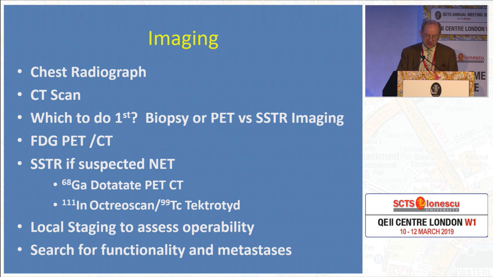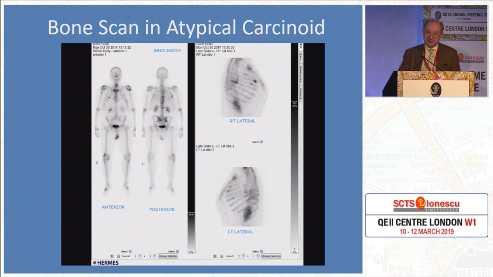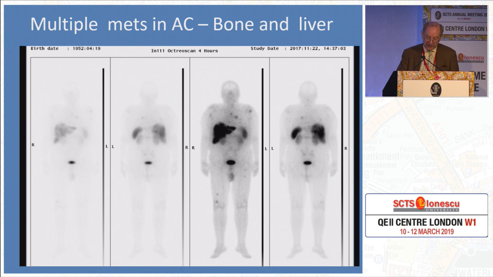So I think there is a strong case to be made for getting a biopsy, so that if you do show that it's a neuroendocrine tumor, then you can do the more appropriate neuroendocrine imaging. And I think that probably will vary from MDT to MDT. And we've seen pictures already. This is just to show that some of the atypical bronchial carcinoids do have the funny pattern of bone metastases, often very sclerotic. And this is just an octreoscan, in fact, with multiple bone and liver metastases.